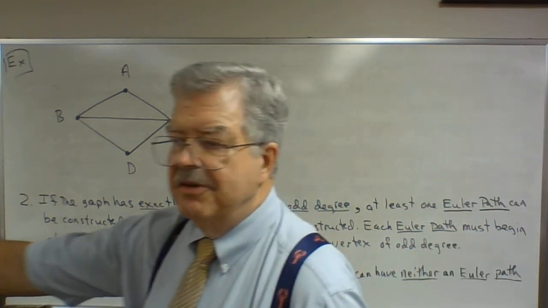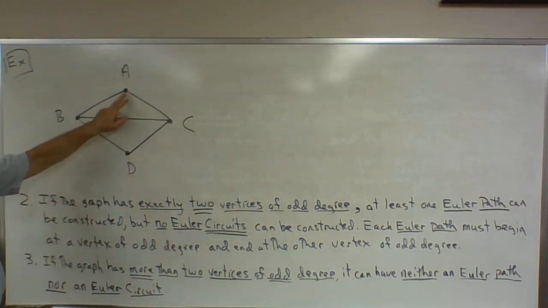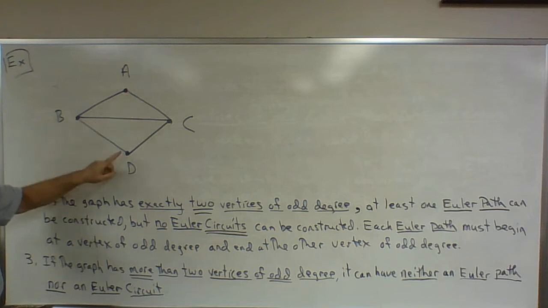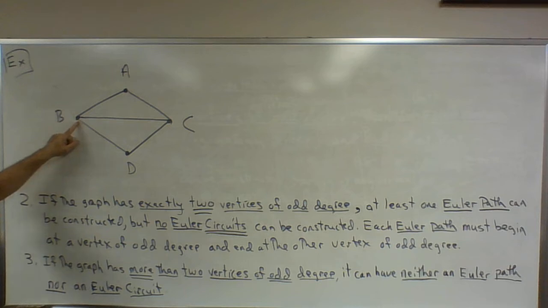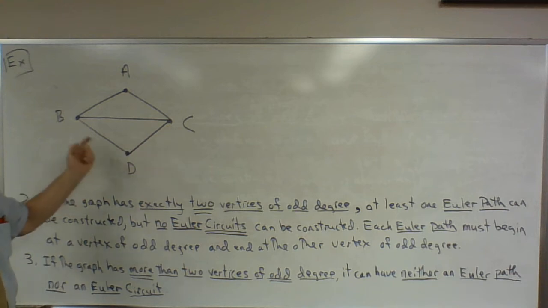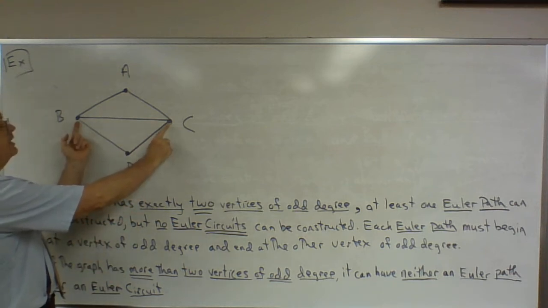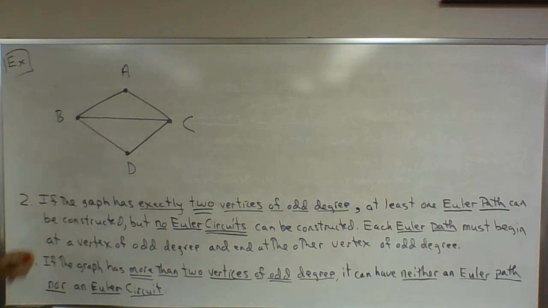So let's look at this example. Vertex A has degree 2. Vertex D has degree 2. Vertex B has degree 3. Vertex C has degree 3. So we have two vertices of odd degree, B and C. And we should be able to draw a path from one to the other.